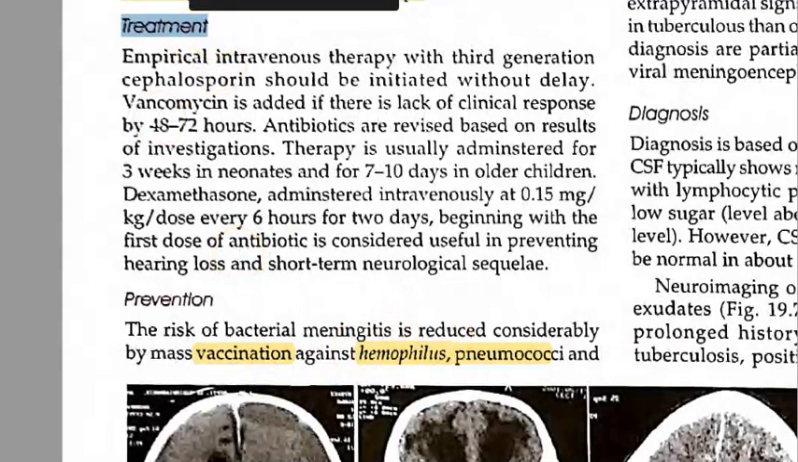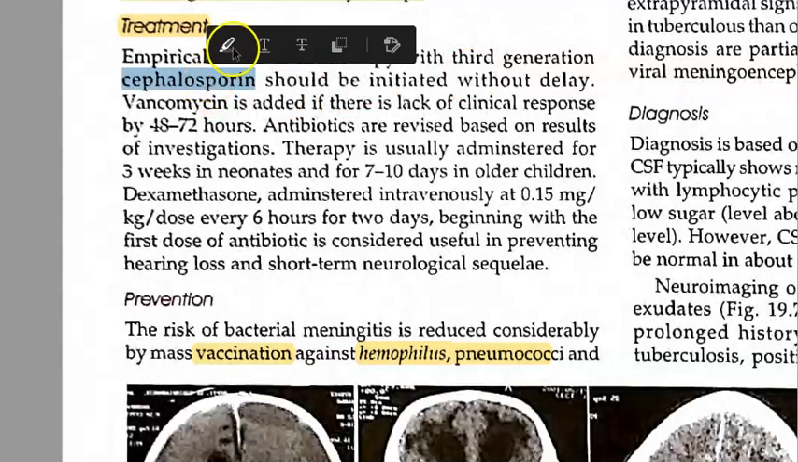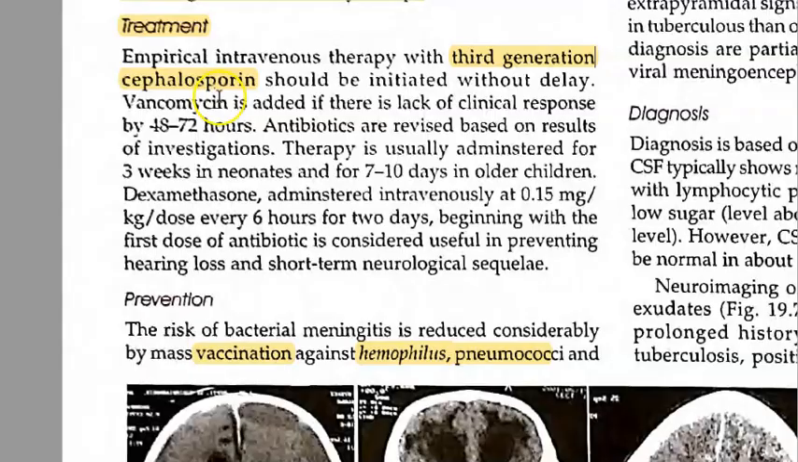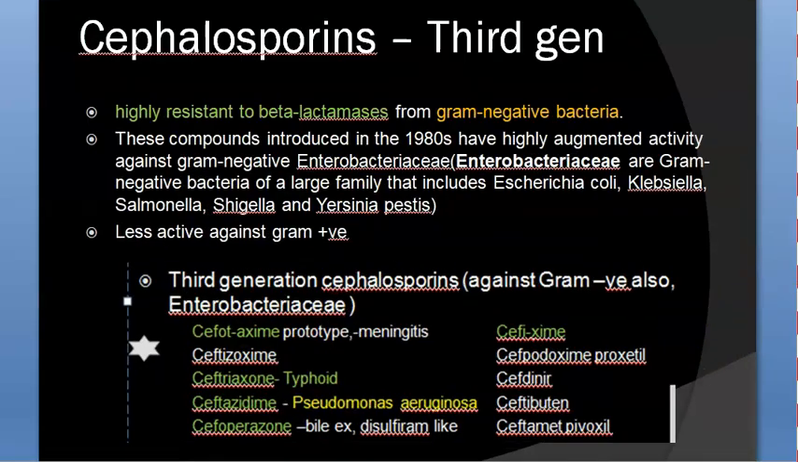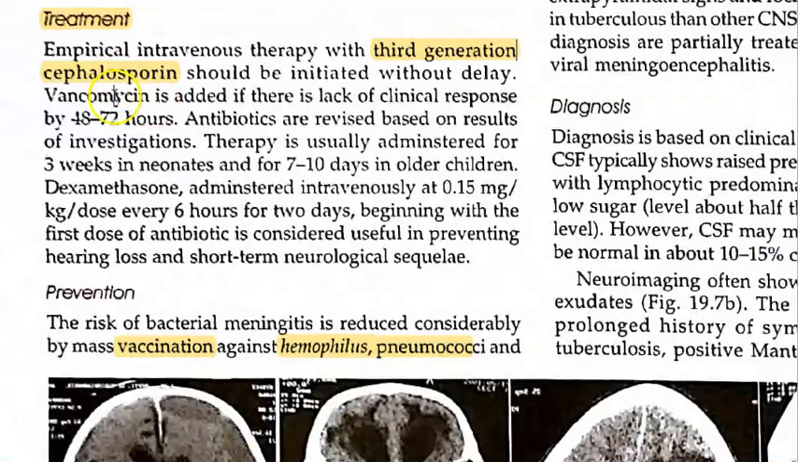Now let's talk about the treatment, guys. They are talking about 3rd generation cephalosporin. Without any delay, you should give. So what are the 3rd generation cephalosporins? Cefotaxime, you should remember. Cefixime, cefotaxime, all these oximes you remember, okay. Vancomycin can be added, dexamethasone IV. This is a steroid, but they are saying that you can give this for preventing hearing loss and any short-term neurological sequelae.